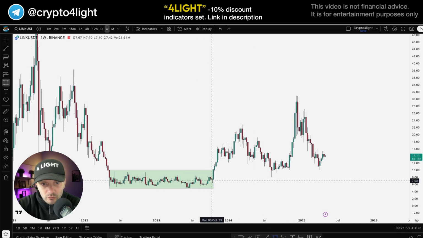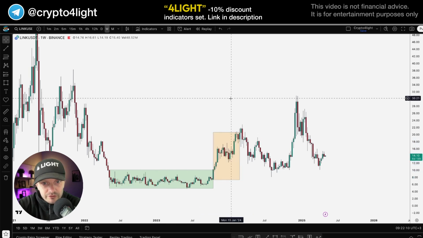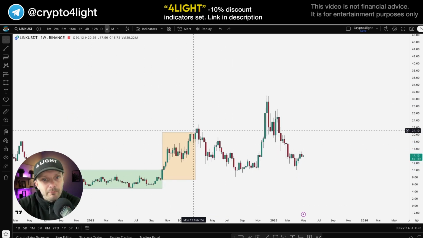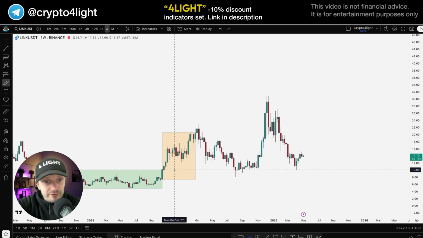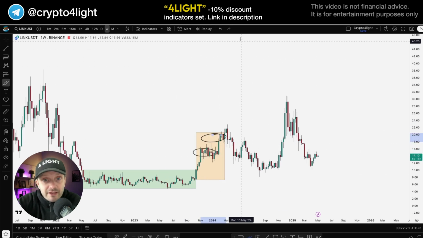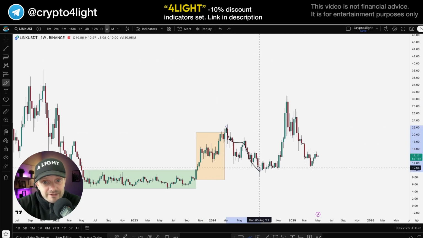After that, we got a manipulation stage. This one, let's mark it orange. So we grab all of this liquidity, pump, and when retails only here start buying, because human nature never changed, human psychology never changed, the big guys start to distribute their bags.